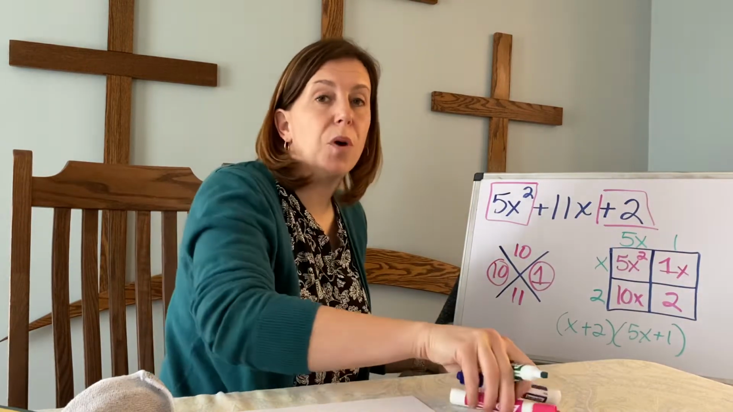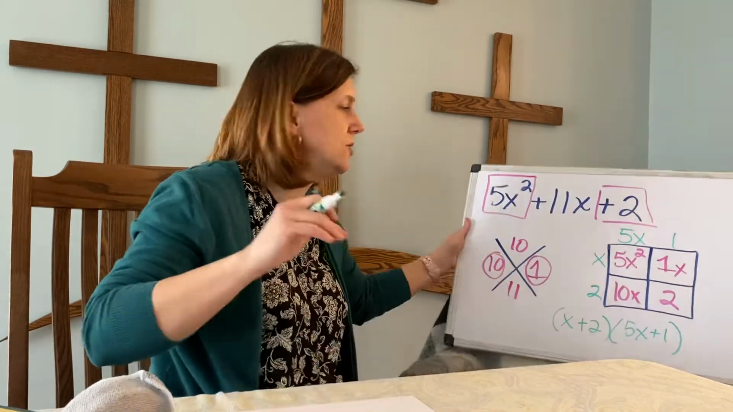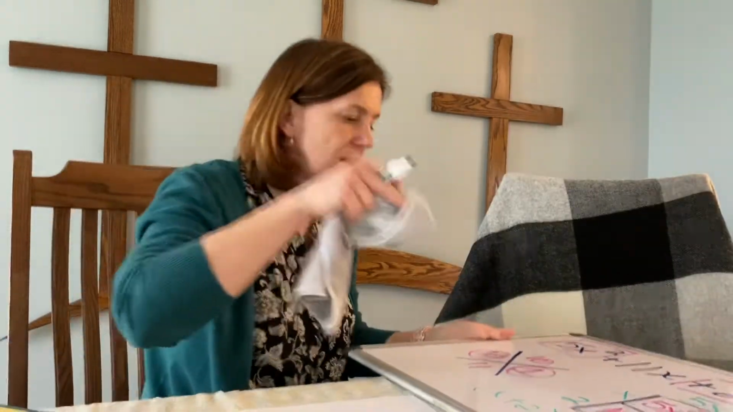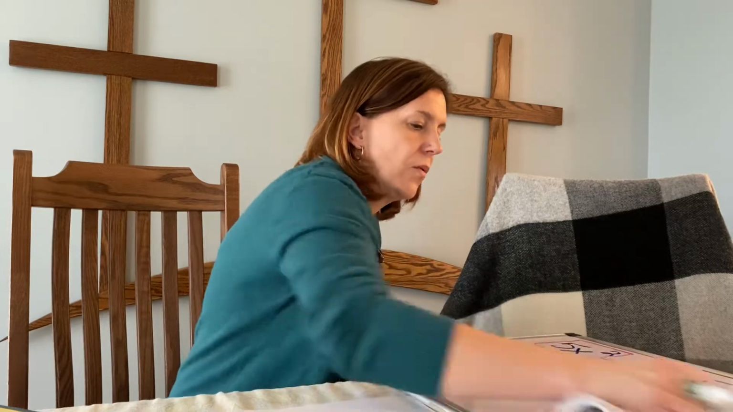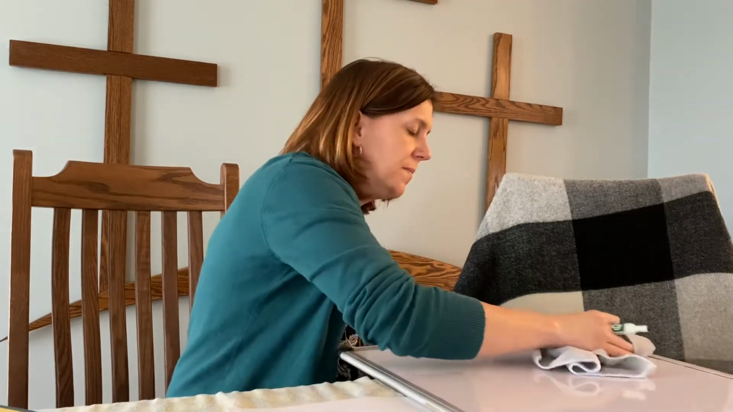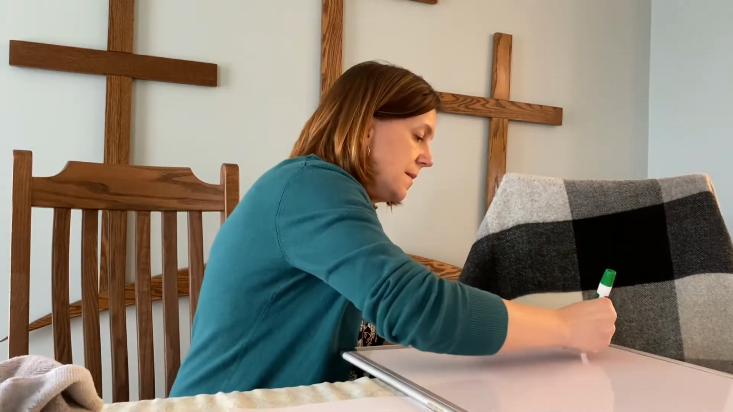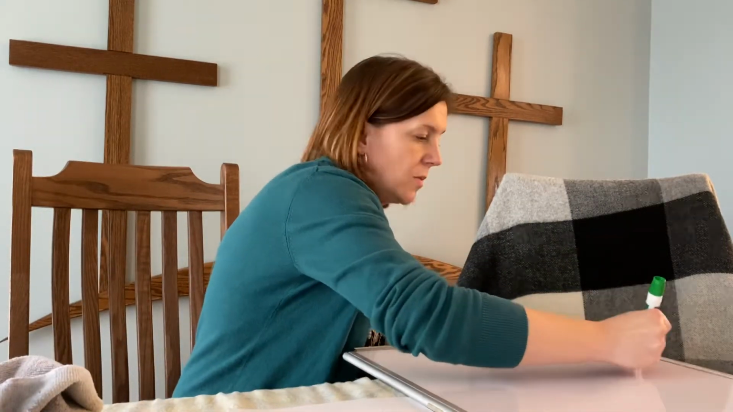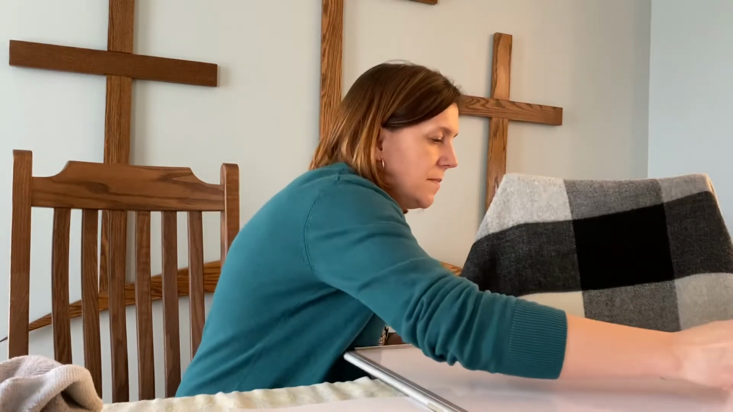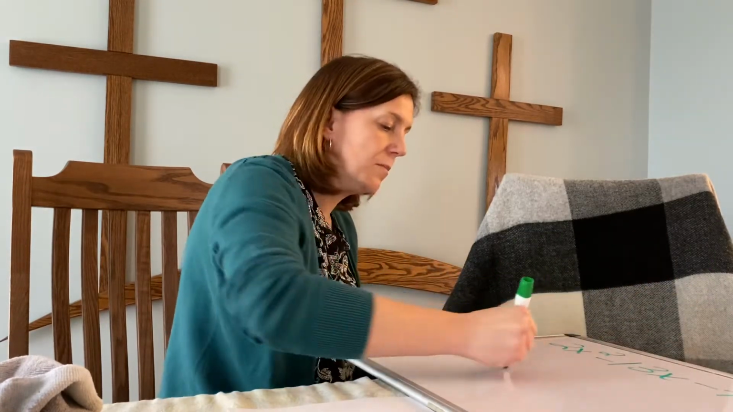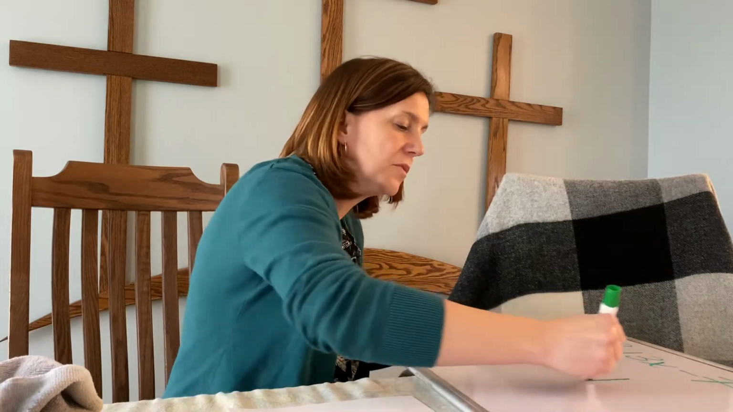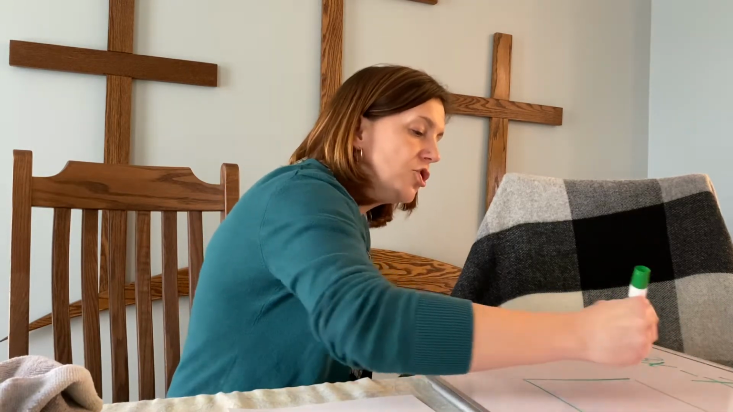Okay, let's do one more together. I'm going to clear this and write it again for our third problem, and then you'll have the opportunity to practice this method with 2 practice problems. 2x squared minus 13x minus 7. Remember, I'm doing the same 3 problems from yesterday's lesson, just showing you a different method.